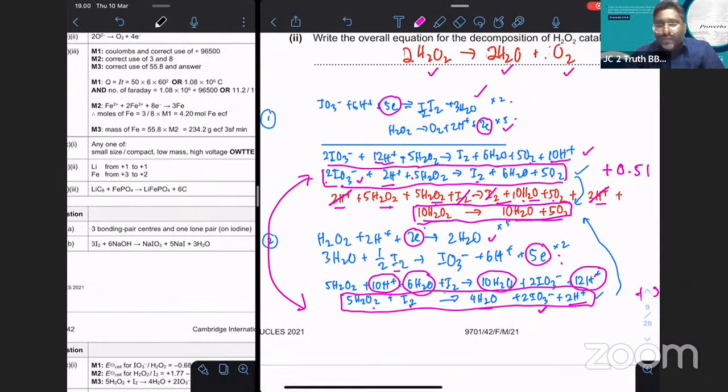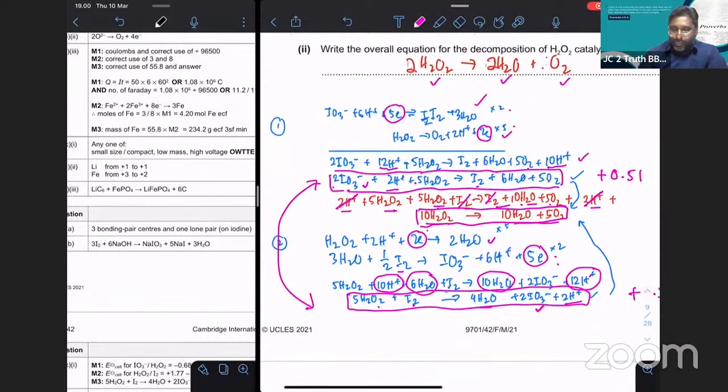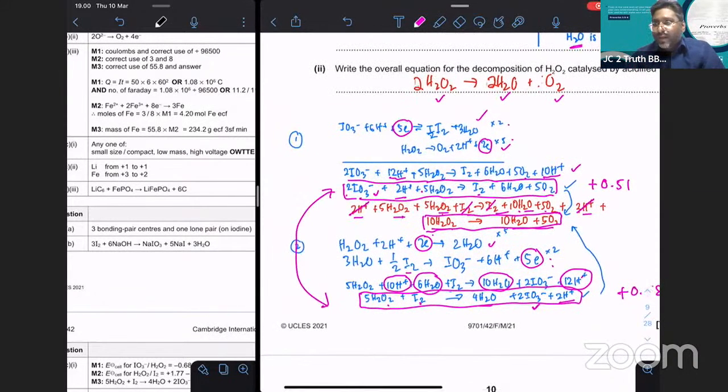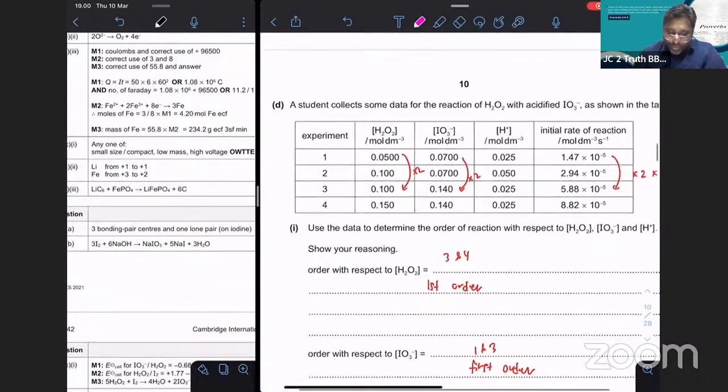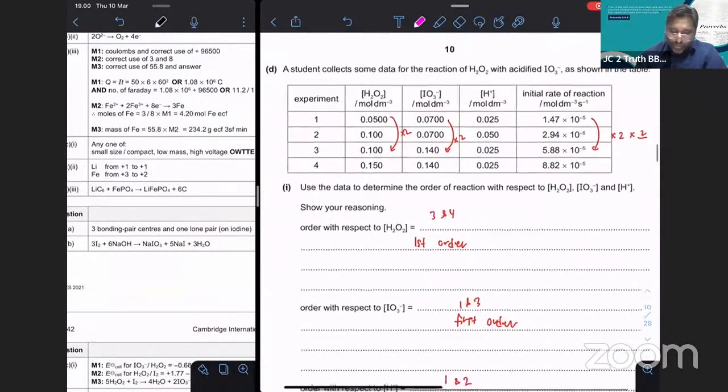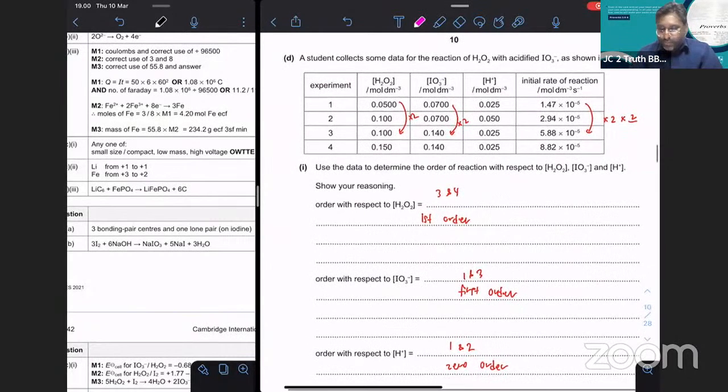Yeah, so this is going to be the overall equation that you will get for this reaction. Okay, so let's move forward. The next part: a student collects some data for the reaction of H2O2 with acidified IO3, as shown in the table. Use the data to determine the order of the reaction with respect to all of these. Show your reasoning and so on.